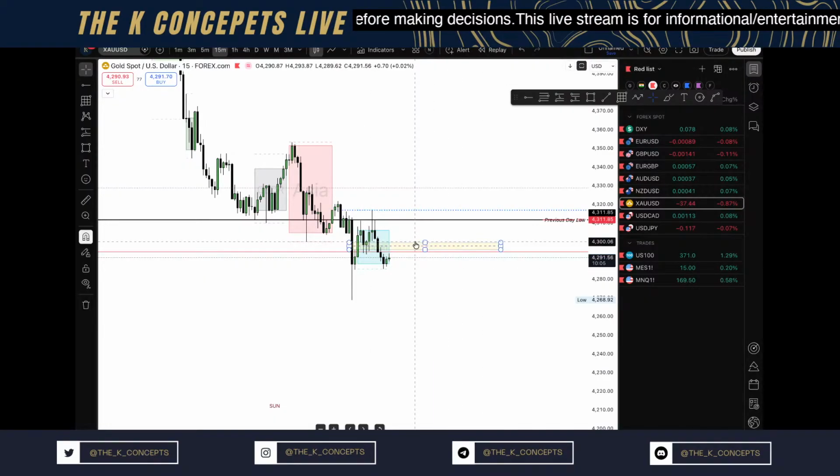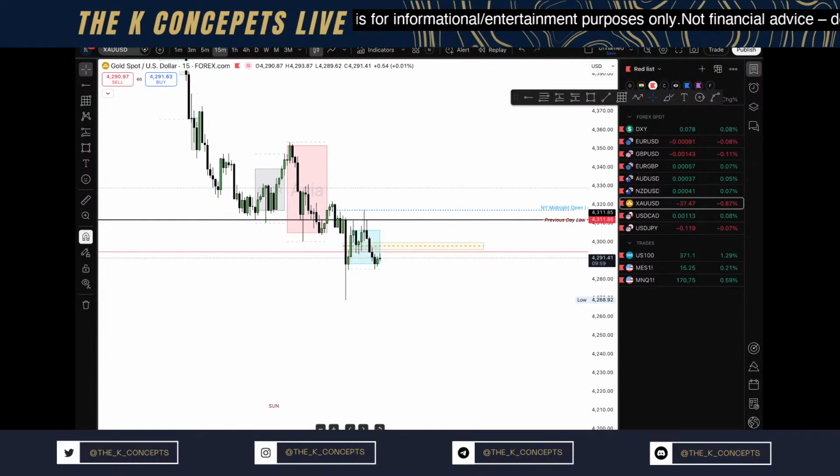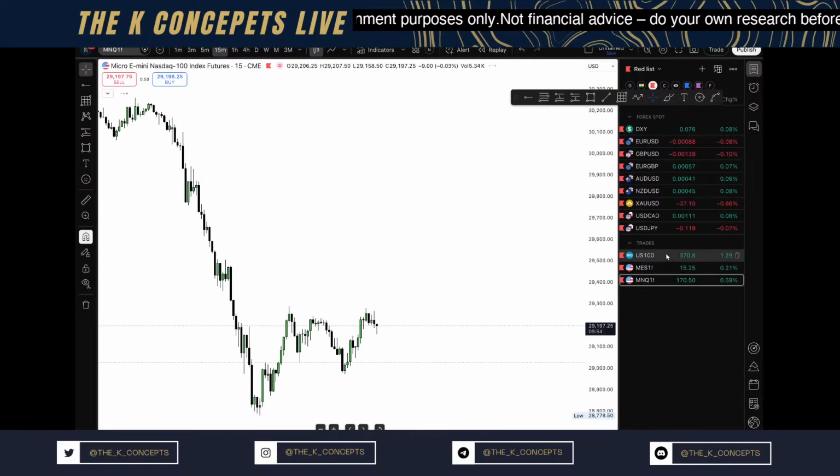This is the key zone, and if we get a closing above, we're going to look for longs. If we get a closing below, we're going to look for shorts. Simple, and it's all depending on the dollar. Next, we'll go for the MNQ.